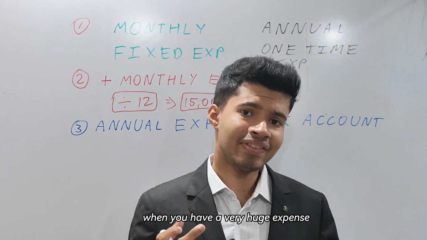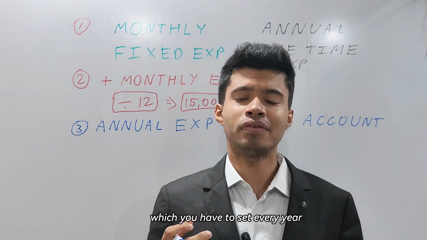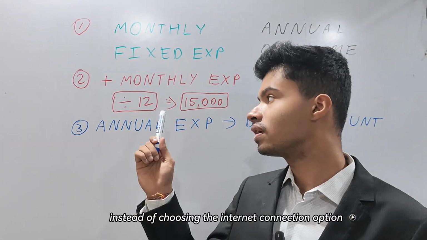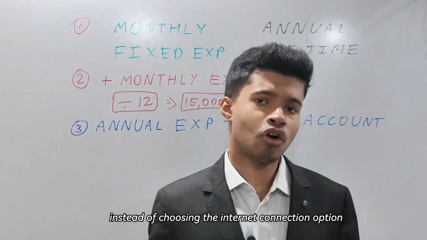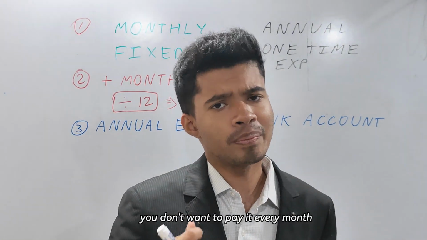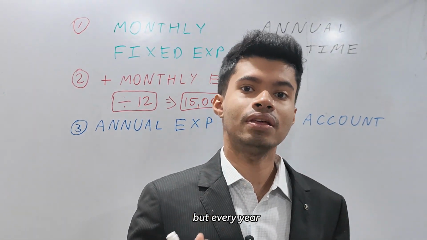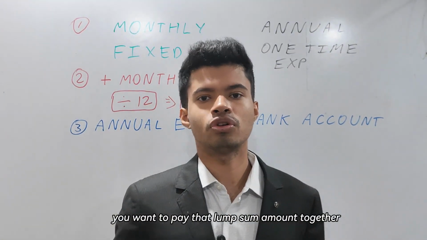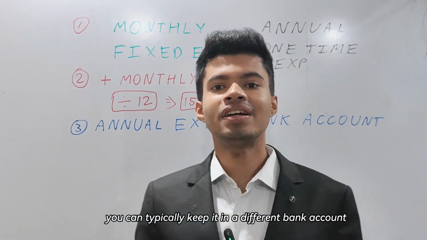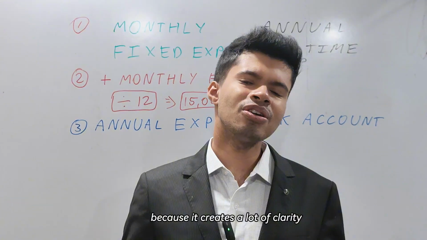When you have a very huge expense which you have to settle every year, like say for example, instead of choosing the internet connection option for you to pay every month, you decide that no, you don't want to pay it every month, but every year you want to pay that lump sum amount together. So that amount you can typically keep in a different bank account because it creates a lot of clarity.